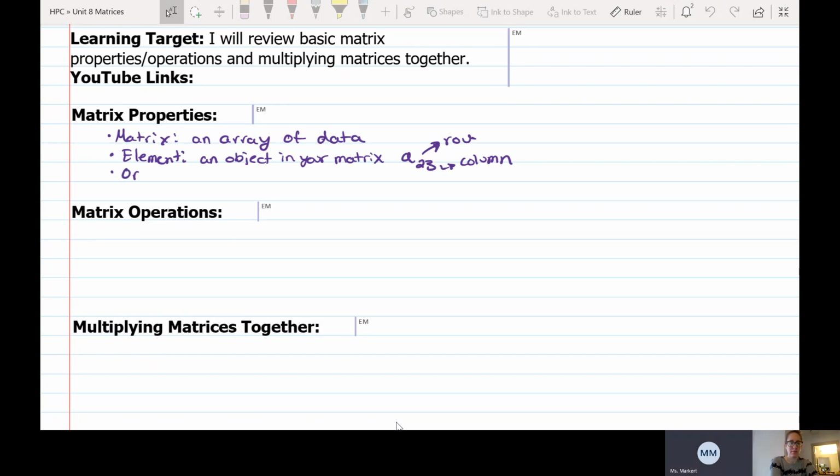And then the order of your matrix is how we classify matrices. So classification of matrices. And then remember that these go also row by column. So an example would be, again, a 2x3 matrix. And then the last thing we talked about that day was square matrices. And just like the definition of a square, this is just the same number of rows and columns.